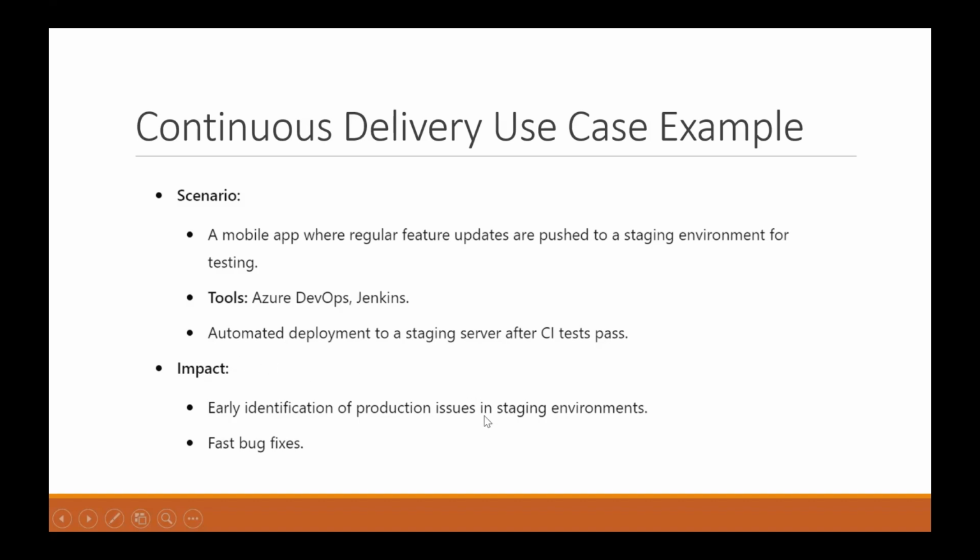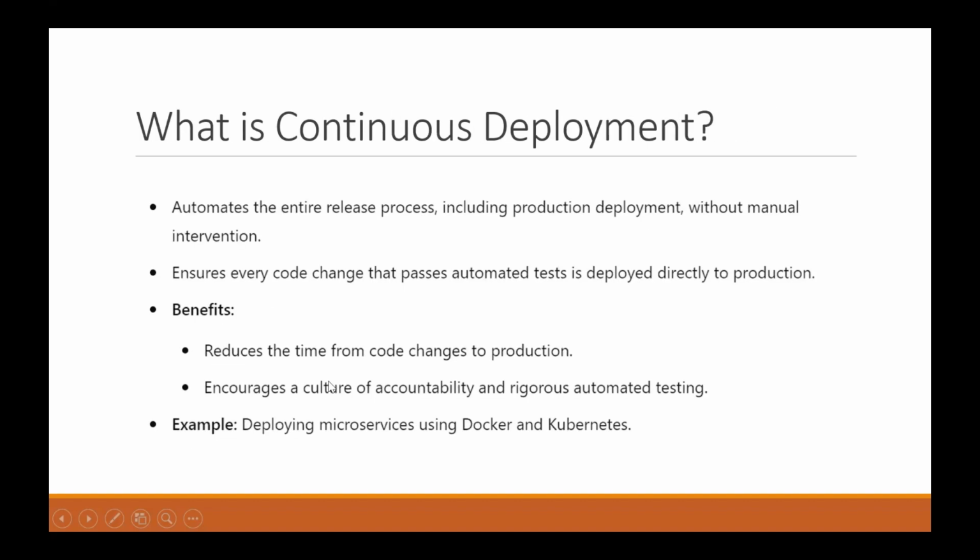What are the impacts? Early identification of production issues in the staging environment. Fast bug fixes, like we already discussed. You can identify the issues early in your staging environment and you can fix them so that you don't find any issues in your production and your production will be okay and running.